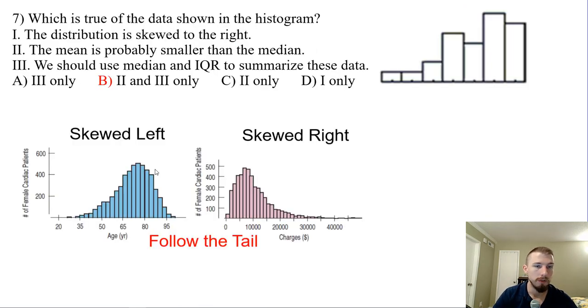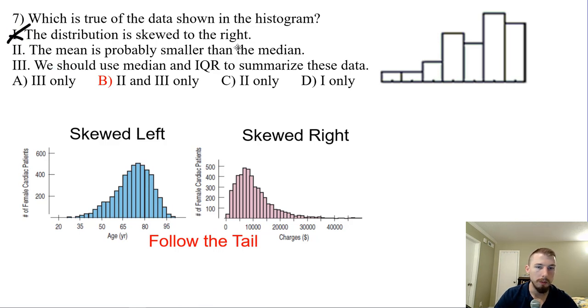All right, which of these is true about the data shown in the histogram? So over here, is the data skewed to the right? No, it's skewed to the left. Remember, we always follow the tail whenever we're describing skewed data. So that would be skewed to the left. So we can cross that one out. We know it's not that one.